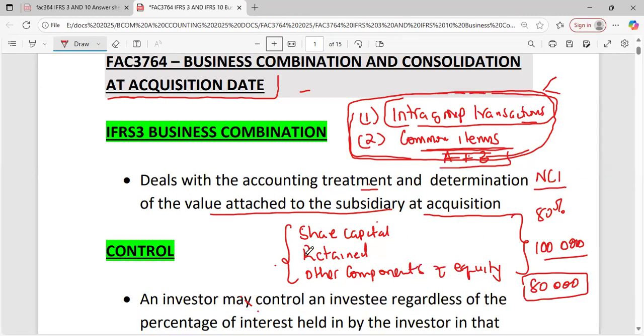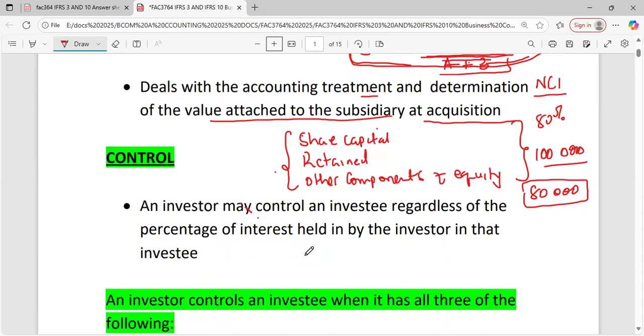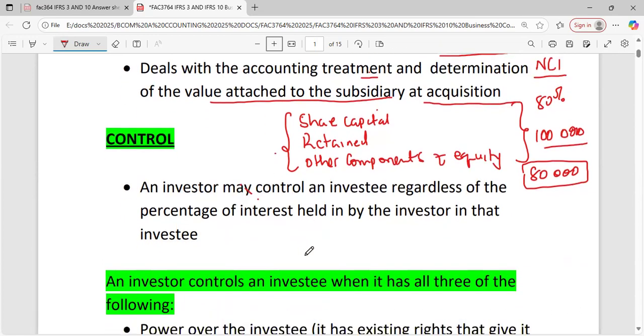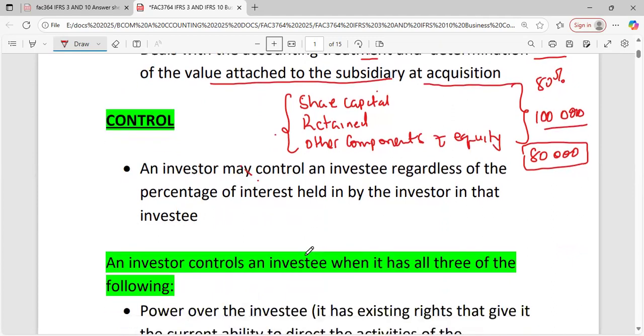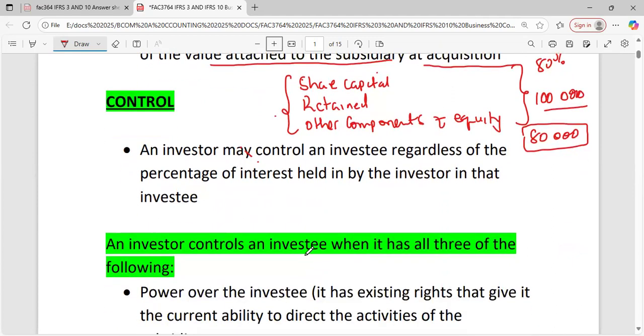Right. I think most of this we will meet as we go. But for now, let's look at the terms that we use in our consolidation. You will see that the parent is going to have control over the subsidiary.